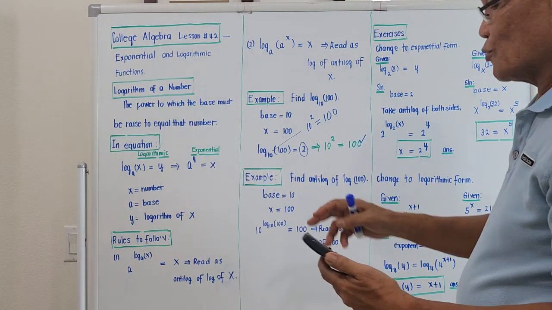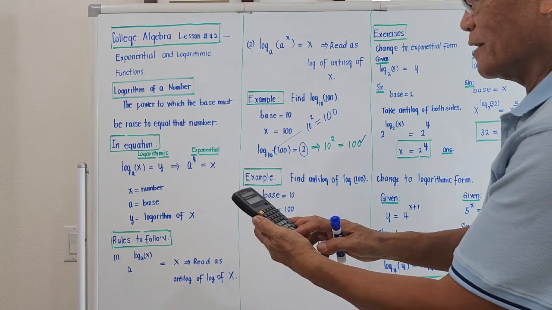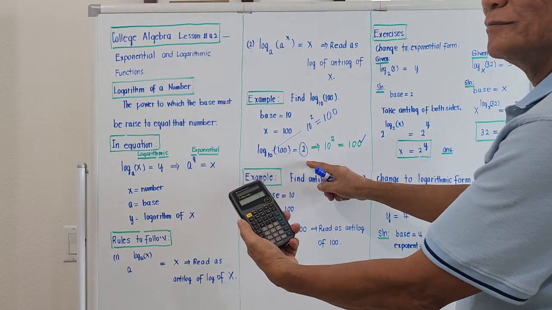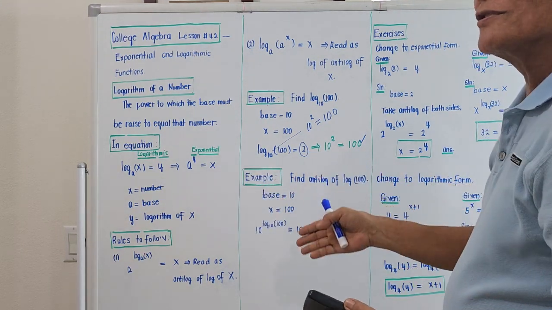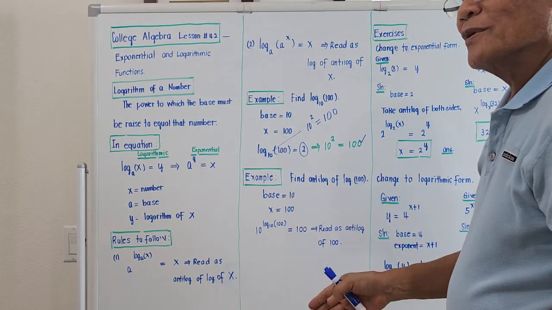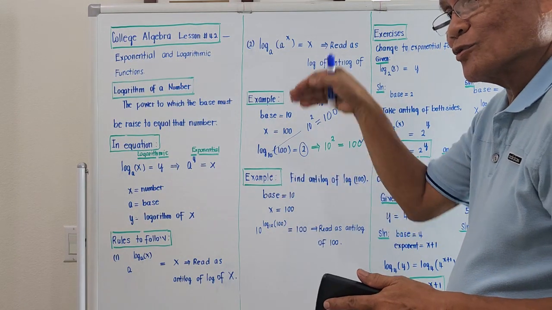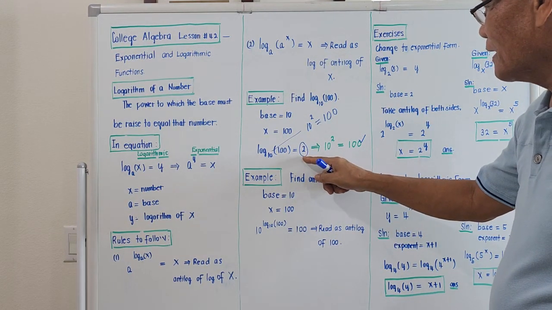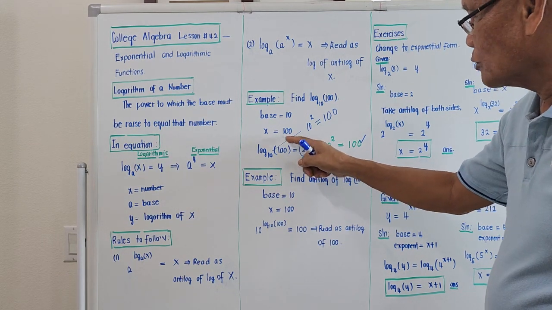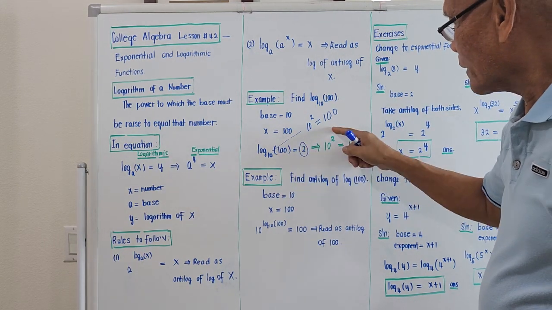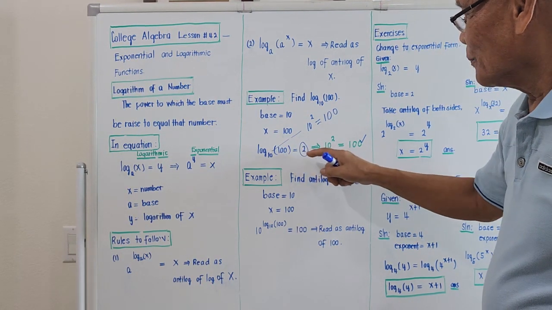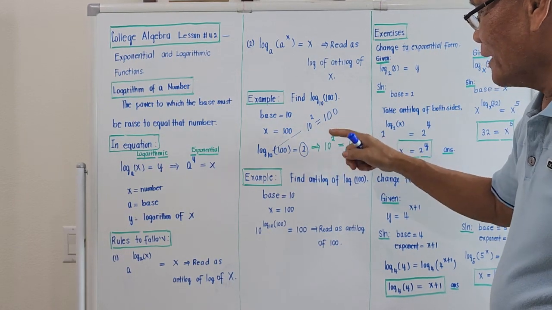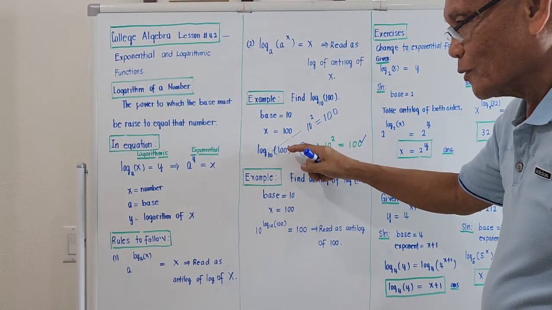If you understand this, you just display 100 here and take the common logarithm, and the answer is 2. But if you know the definition, the logarithm is the power to which the base must be raised to equal that number. That's why the logarithm of 100 with the base of 10 is 2, because 10 squared is equal to 100. This could not be 3, because 10 to the third power is 1000. It's only 2 that will give the value 100.